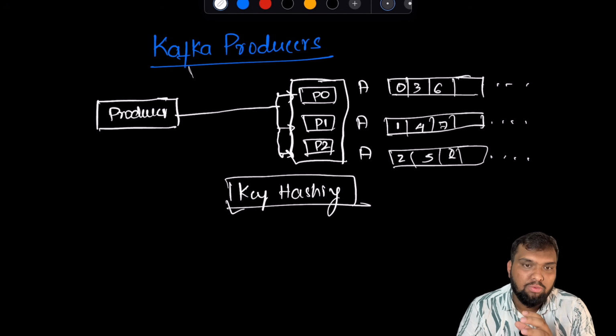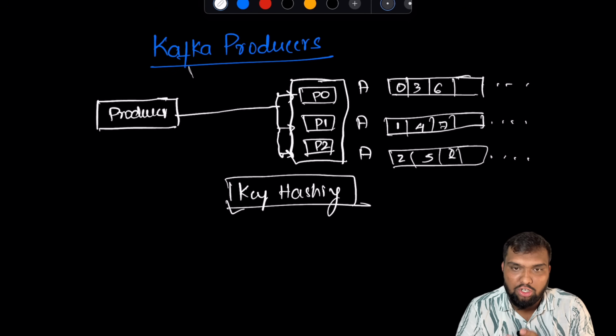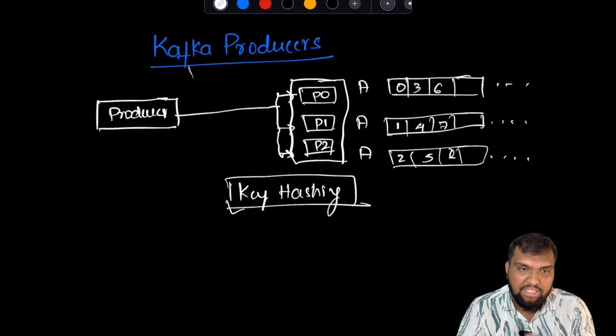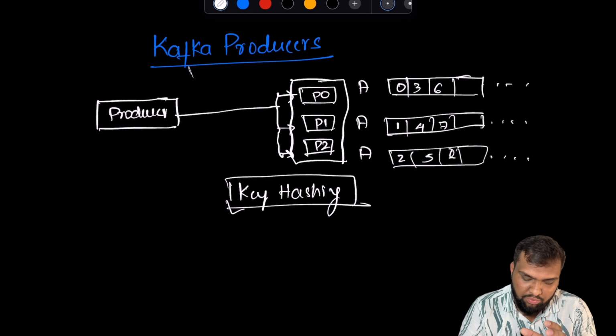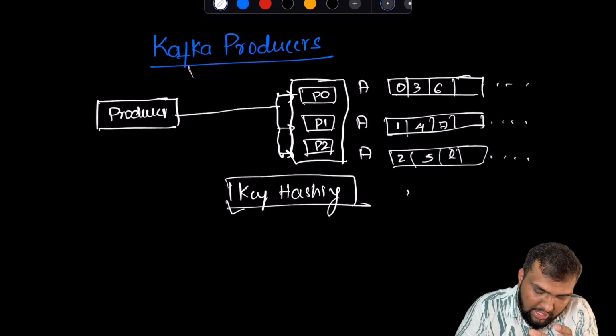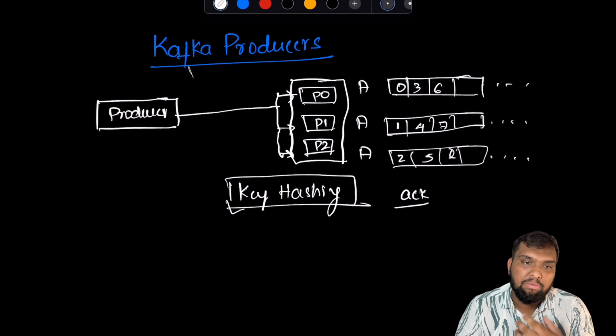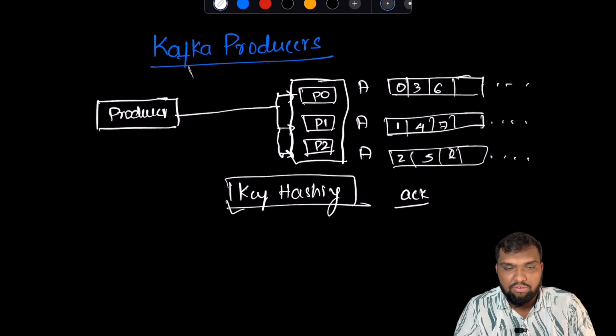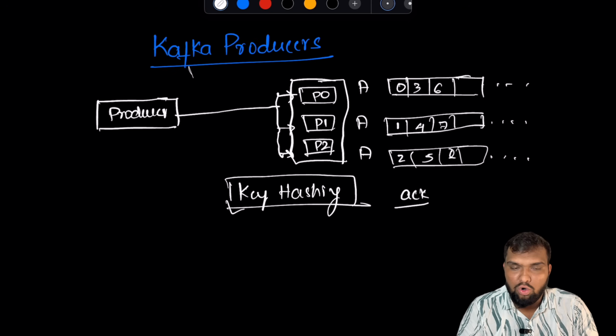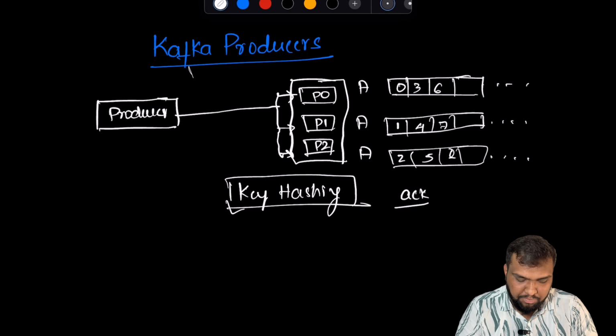For a message to be successfully written into a Kafka topic, a producer must specify a level of acknowledgement. We also call that ACKs in short. This subject will be introduced in a later part of the series. So hold on till the very end.